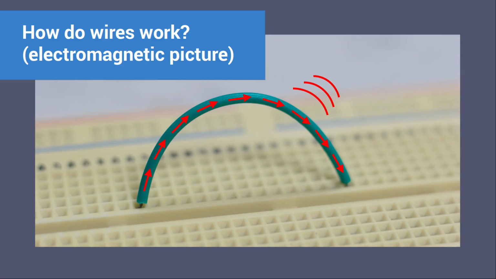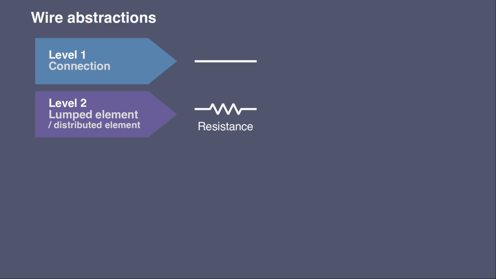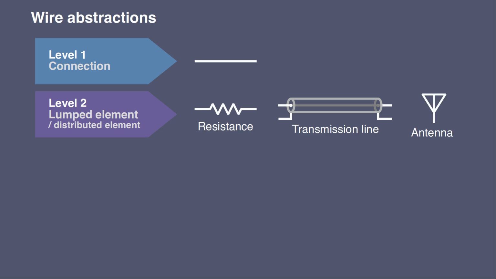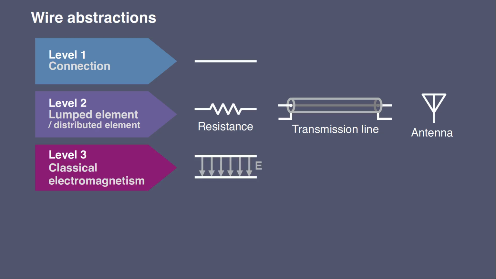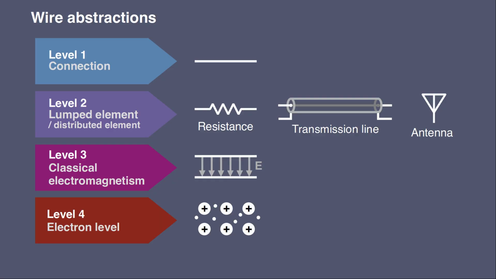We can look at wires at different levels of abstraction. Most of the time we just treat a wire as a connection from one place to another. But sometimes if there's a lot of current, we might need to consider the resistance of the wire. If there's high frequency signals, we might model the wire as a transmission line. If the wire radiates a lot, we might model it as an antenna. Occasionally, if we don't know which circuit model to apply, we can analyze the electromagnetic fields in and around the wire. And very occasionally, we might need to think about individual electrons and nuclei.